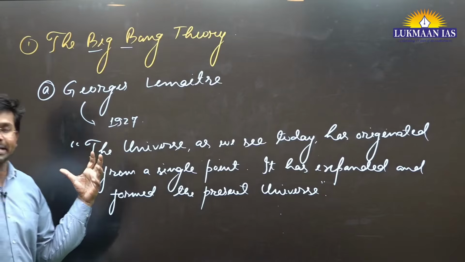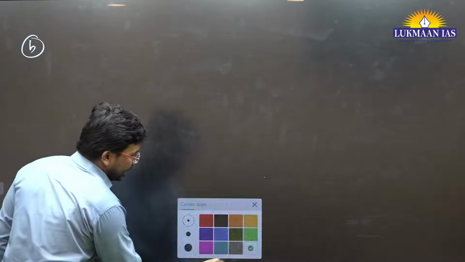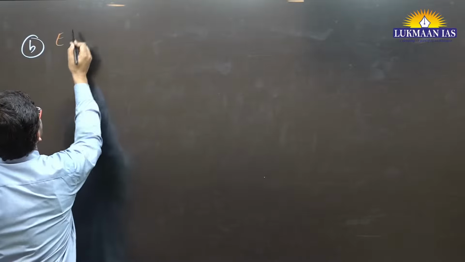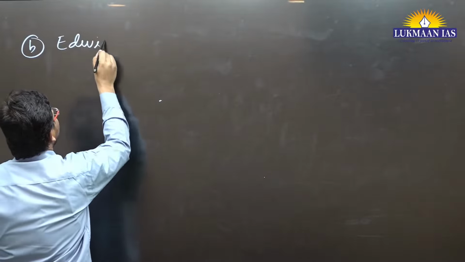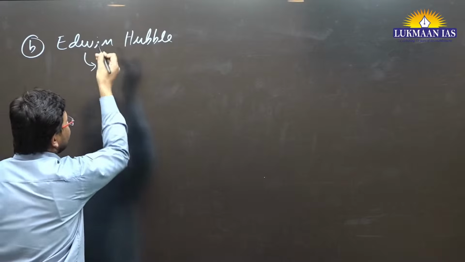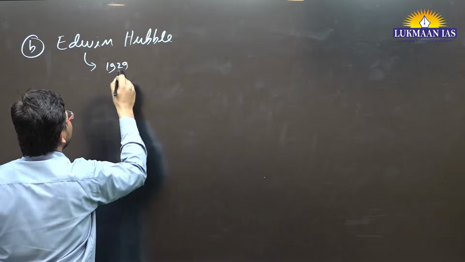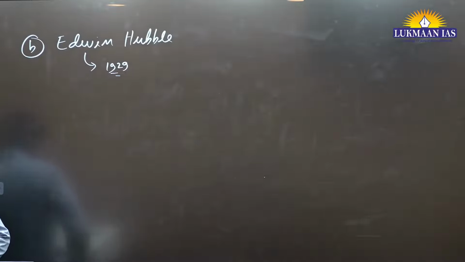Soon after this, just two years after what he said, I am going to write down the name of another person. Just after two years came another very important, very influential person. His name is still very popular, Edwin Hubble. So Edwin Hubble, Lemaitre did it in 1927, Hubble did it in 1929, let's say. What Edwin Hubble said, he noticed that other galaxies are moving away from us.